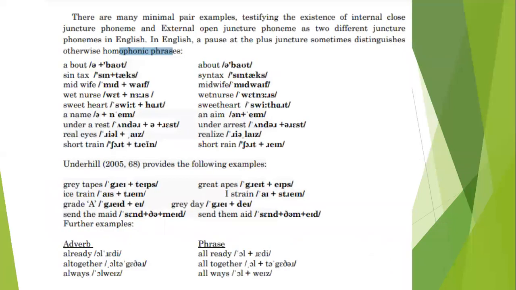Okay, we have more examples here, more junctures. You have about, and then we have about. Syntax, and then we have syntax. Midwife, and midwife. Wet nurse, and then wet nurse. Sweetheart, and then sweetheart. A name versus an aim. Under arrest versus under arrest. Real eyes versus realize. Short train versus short rain.